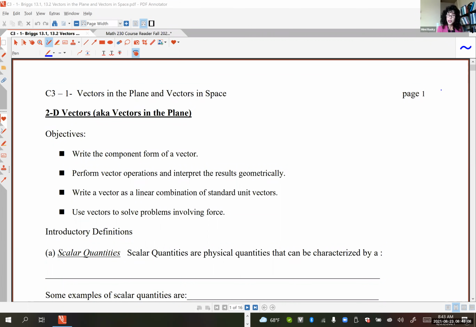Okay, so we're going to do 2D vectors first. 2D means two-dimensional, right there. And we will get into 3D vectors right after. So I am going to do vectors today, and we're going to do vectors for like the first week and a half or so.